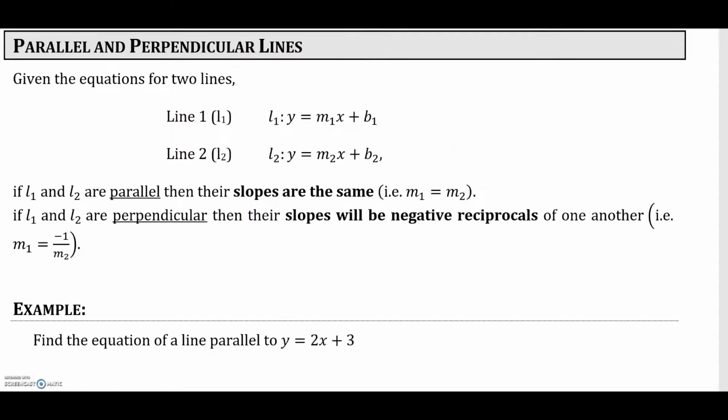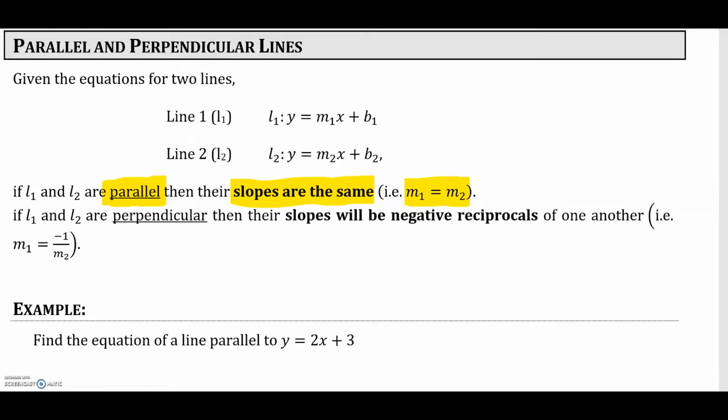Now we will discuss parallel and perpendicular lines. Given the equations for two lines, line 1, L1, where y is equal to m1x plus b1, and the second line, L2, given by y is equal to m2x plus b2, we say that the two lines are parallel if their slopes are the exact same. In other words, m1 would equal m2.